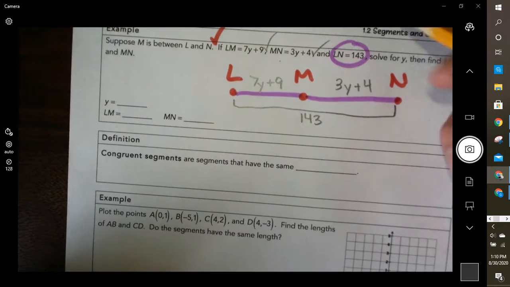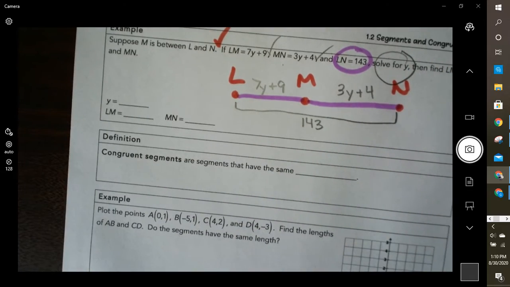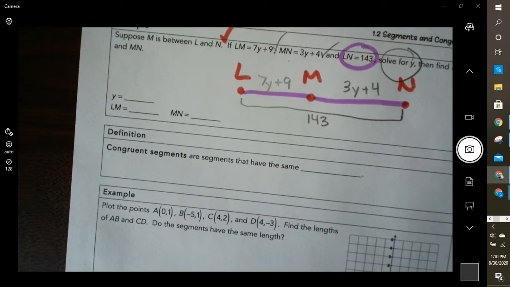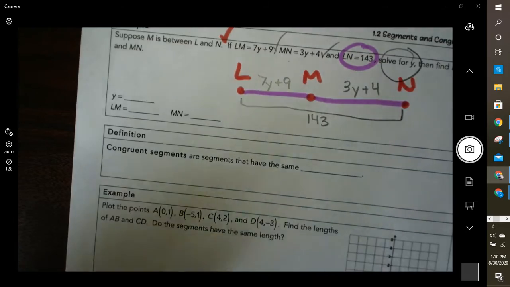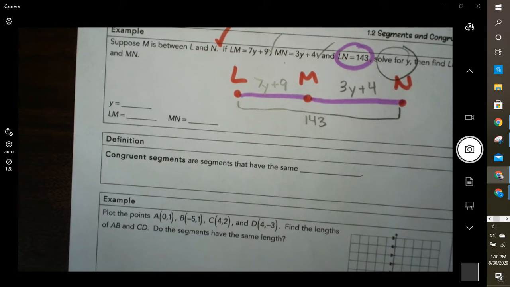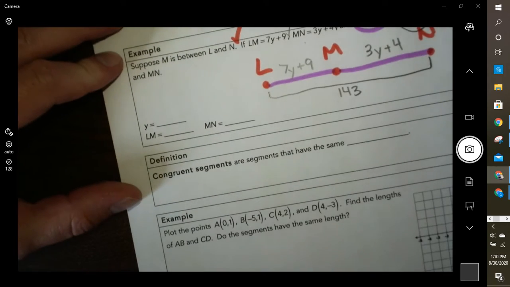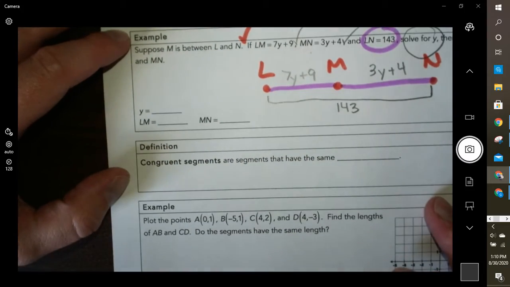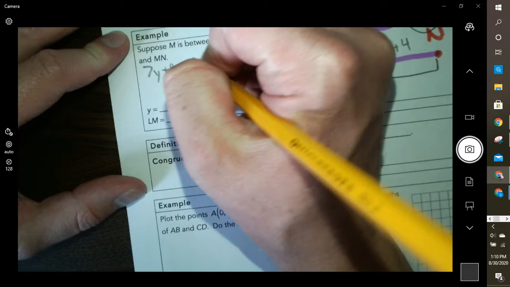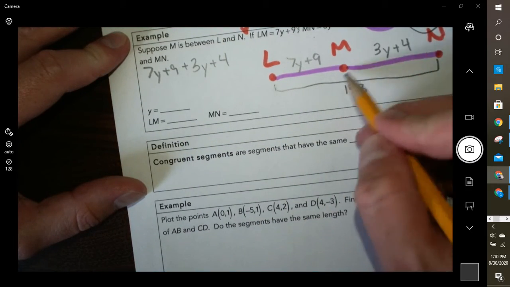So keep in mind here, when we find y, we're not done. We need to go back and find out what each section of this line measures. So let's go ahead and write this equation. We should have pretty much adding these two lines together as the addition postulate there. LM plus MN equals 143. I ran out of room because I drew so much, so I'll just write it on the side here. 7y plus 9 plus 3y plus 4, all this business here, equals 143.